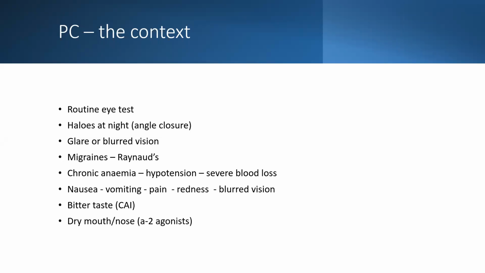Migraines and Raynaud's, so poor blood flow, blue fingers when it's cold. These are typical of normal tension glaucoma. So you may want to ask about these things if you suspect someone has normal tension glaucoma, and include this information in the referral. Other relevant pathologies to normal tension glaucoma are chronic anemia, systemic hypotension, and history of severe blood loss needing, let's say, transfusion because someone had an injury, a road traffic accident.